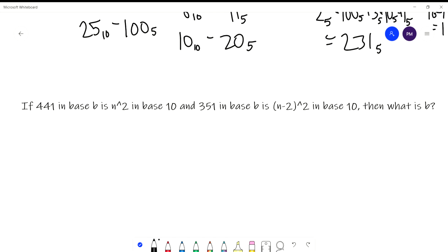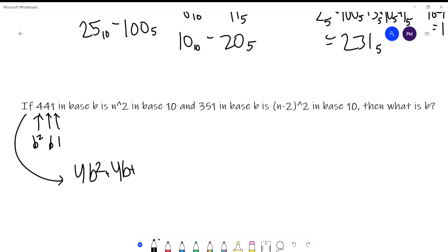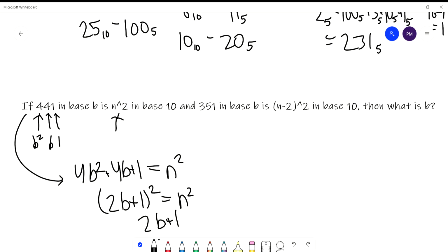So the 4 here has value b squared, this 4 has value b, and this one has value 1. So in base 10, this number is 4b squared plus 4b plus 1. That's what it is in base 10, and we're also given that it's n squared in base 10. So these two expressions have to be equal to each other. Now notice that the expression on the left is 2b plus 1 whole squared, that equals n squared. That means that 2b plus 1 has to equal n.